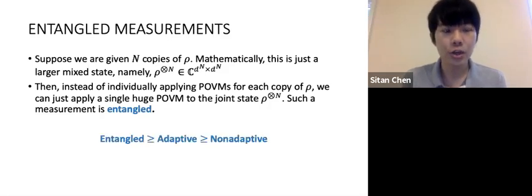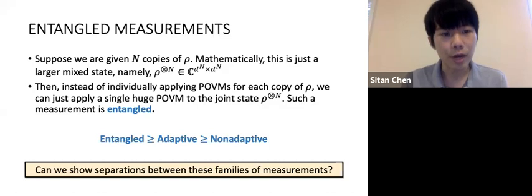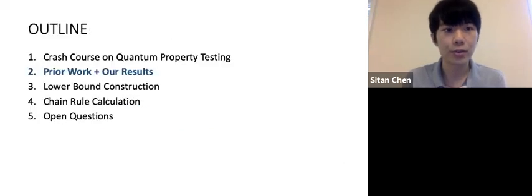And it's not hard to show that entangled measurements can be used to implement adaptive measurements. And obviously adaptive measurements are at least as powerful as non-adaptive measurements. And the guiding question behind this work is whether we can show strict separations between these families of measurements. Okay, so now let me turn to prior work and our results.